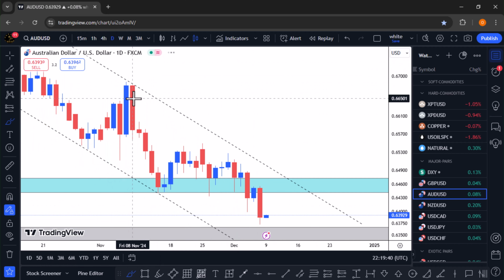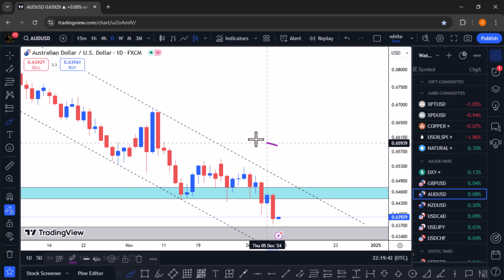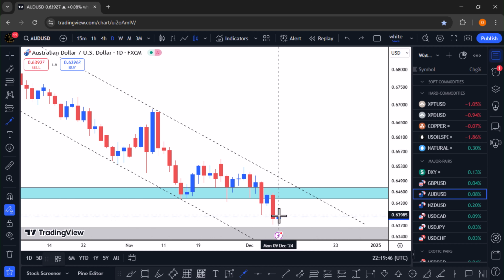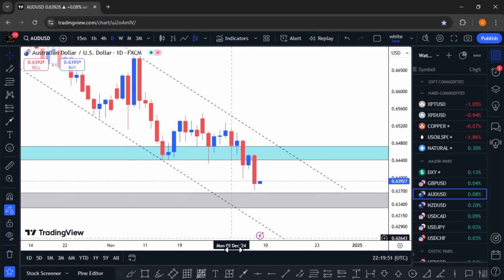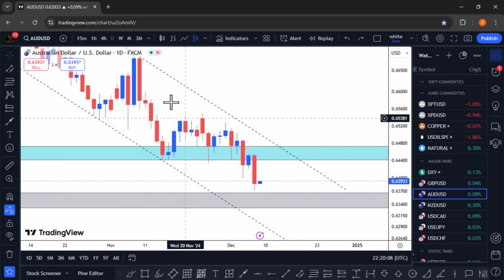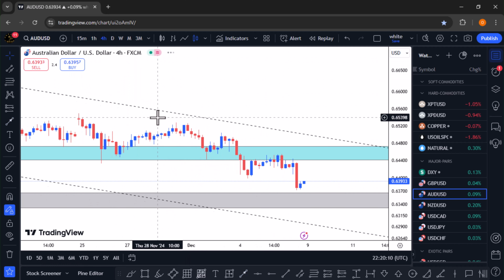On the day chart, I want to see a push to this level and a rejection, something like this, maybe a confirmation back, something like this. This could take us this way. Now let's check on the 4-hour chart.